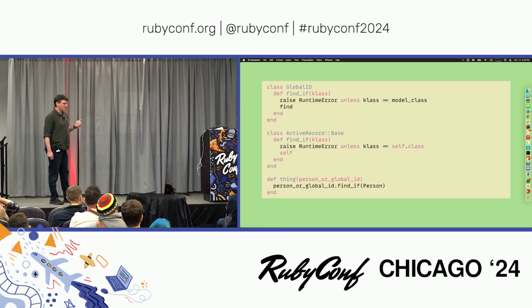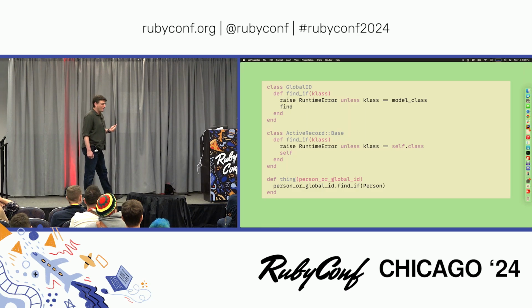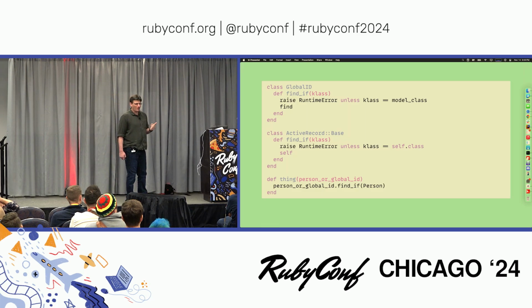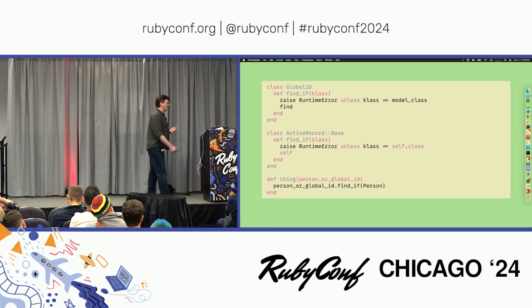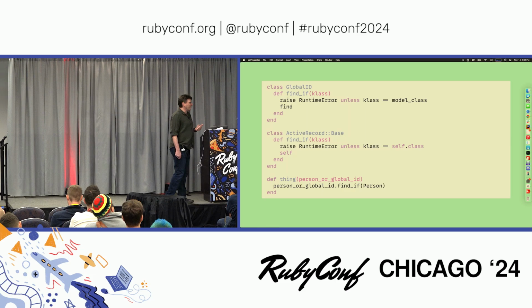I haven't actually used this in production, but I am tempted. Anyone? So I'm creating a method called findIf that takes in a class, and I'm monkey patching it into both global ID and active record. So you pass it a class, and it does the conversion. Model class is the class of the global ID. I can't believe I just used the pointer.